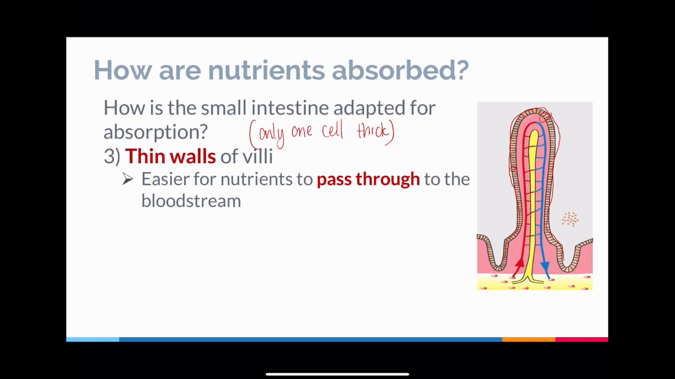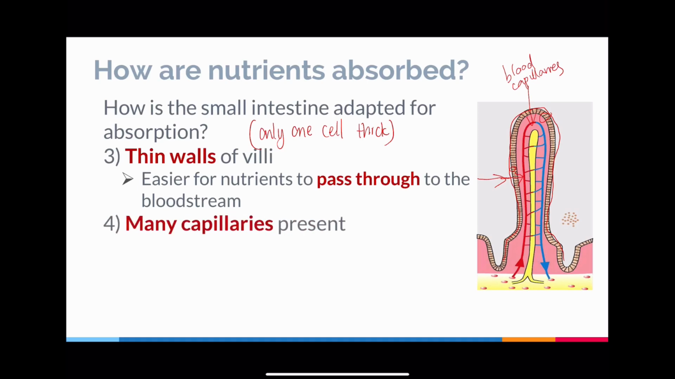Inside the villus, you realize that there's this red colored vessel. This is actually the blood capillaries, the red and the blue ones. Basically, they are where the blood enters the villus and eventually exits. So the nutrients eventually enter and diffuse across this thin wall into the blood vessels itself.